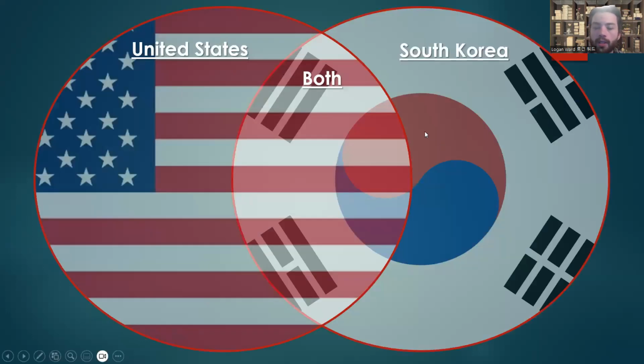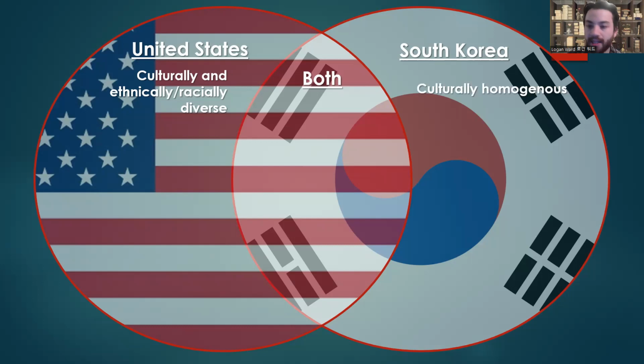So there are some similarities and differences between the US and South Korea. We talked about some of the more physical ones, right? The differences in symbols and leaders and whatnot. But there are some more foundational differences too in the way national identity works. So in the United States, we are very much culturally, ethnically, racially diverse, right? But South Korea is diversifying, but for the most part it's culturally homogenous, right? It's not nearly as diverse as the US is.